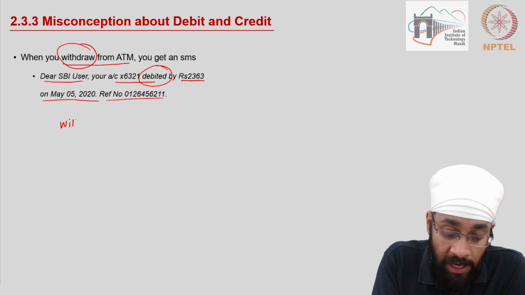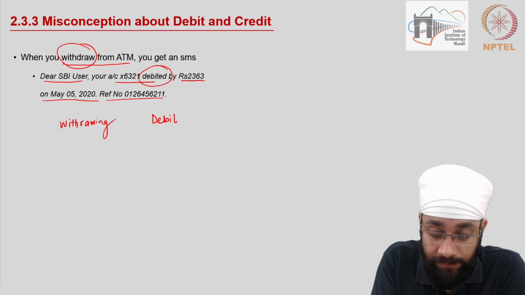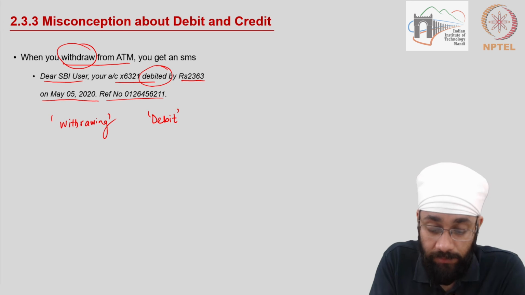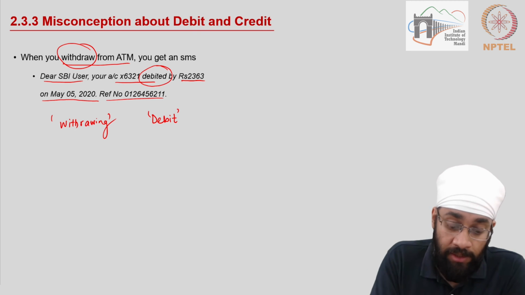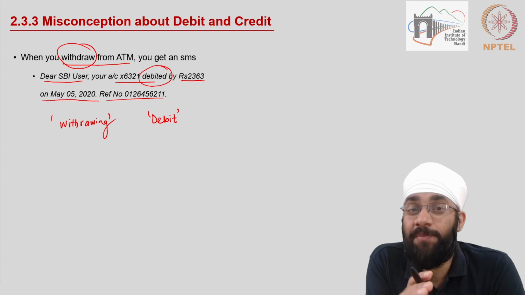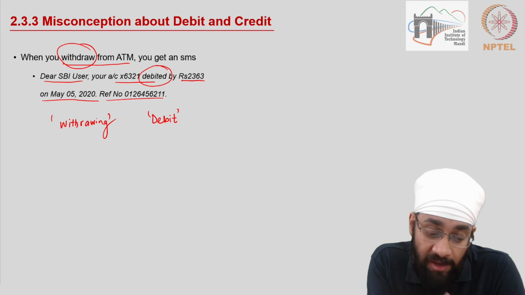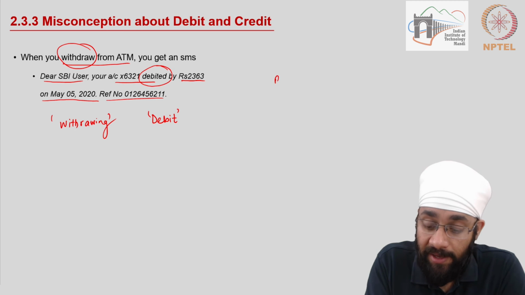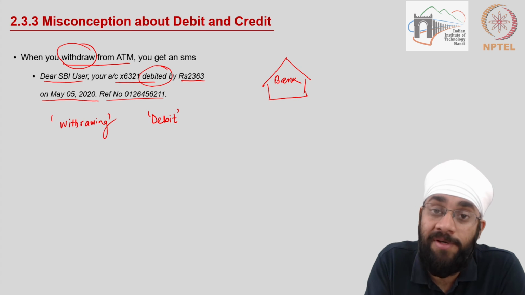So you're saying, I'm withdrawing the money and it is saying debit. Alright. So when you withdraw the money, it says your account has been debited. What does it mean? Now, whenever a business prepares its records, its books of accounts, it writes in the books of accounts from its own perspective. Here, the business is the bank. The bank writes in its books of accounts from its own perspective.